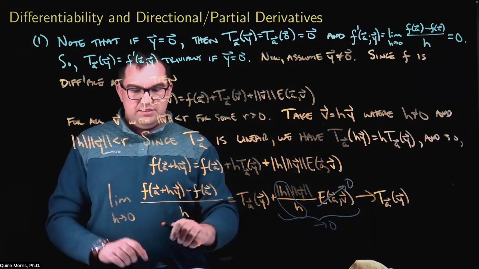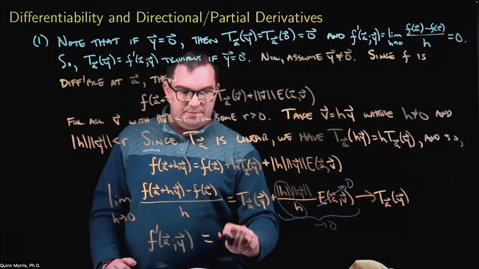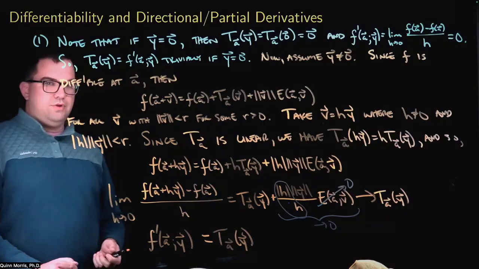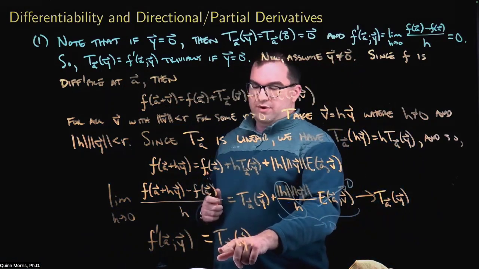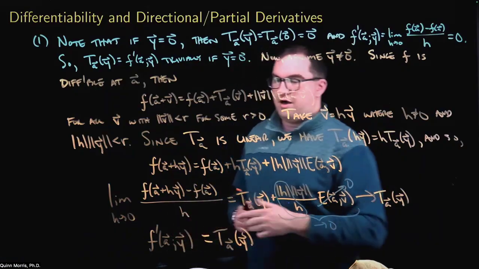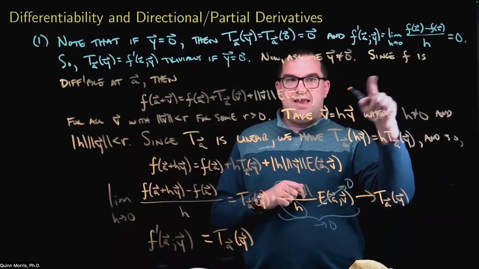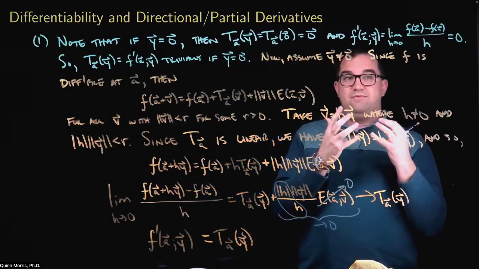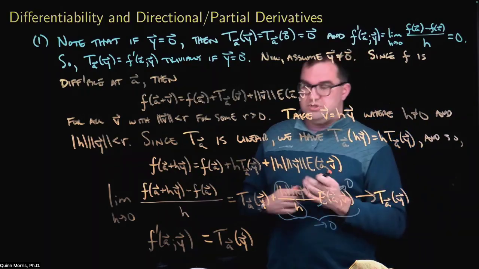Now if I look at this side, this is just the definition of the derivative of F at A with respect to Y. And in the limit, this becomes T sub A of Y. So what we have shown here is that if our function is differentiable, then the total derivative of the function at A acting on Y is just the derivative of F at A with respect to Y. So if your function is differentiable, then that term T sub A of V is really just the derivative of F at A with respect to V. That total derivative really just encapsulates the information about all of the directional derivatives.